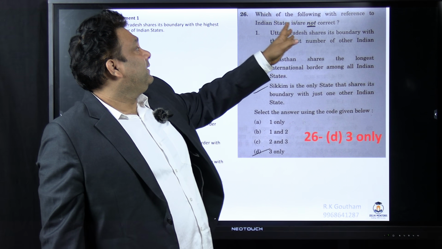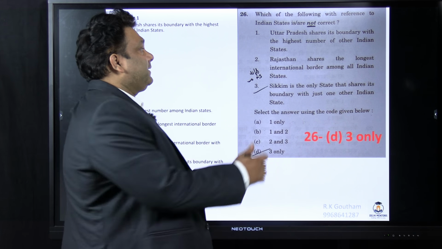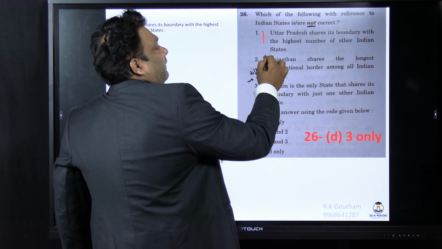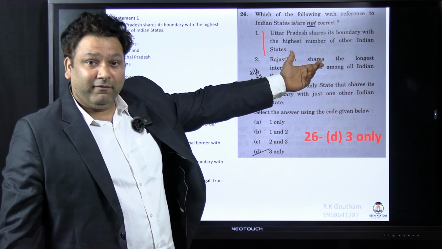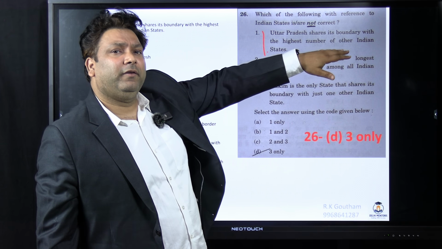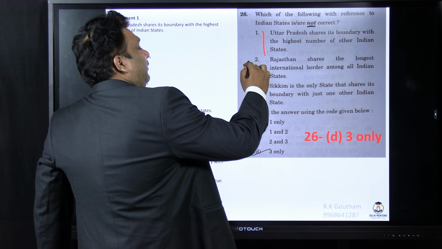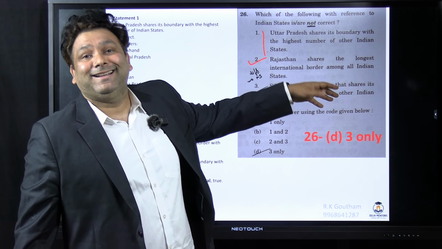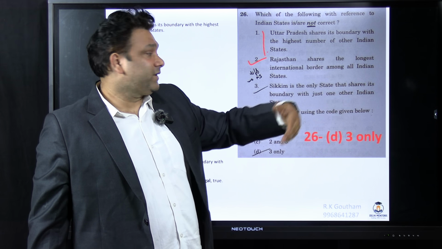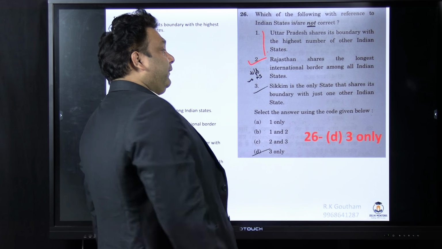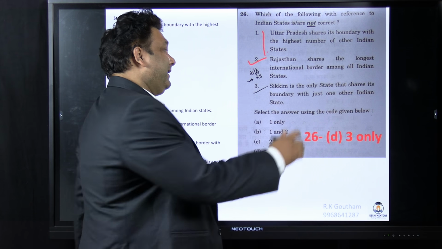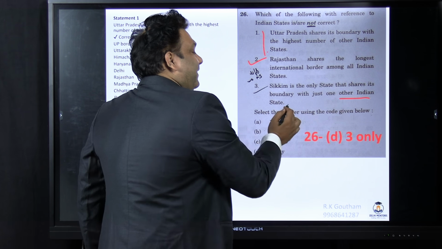So next, Uttar Pradesh has the highest number of, in fact this is a very well known fact, it borders with almost all the states which are located in this vicinity. Now this is also right. Rajasthan shares the longest international border, right? So no other state will be having. This is also right. Now Sikkim is the only state that shares its boundary with just one other Indian state.